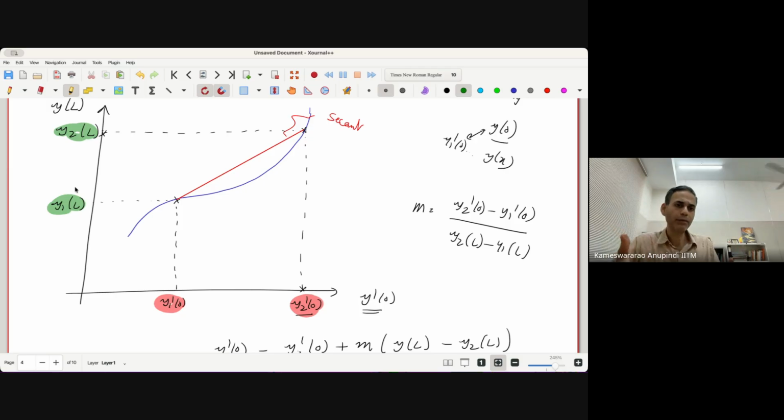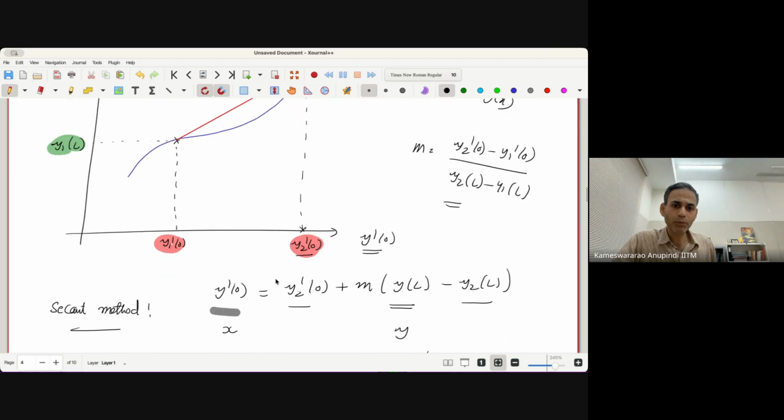But then we are looking at the inverse of the slope. So it is basically x2 minus x1 by y2 minus y1. Okay, so that is what I have. So that is my value of m. So it means with this slope, I am able to construct.